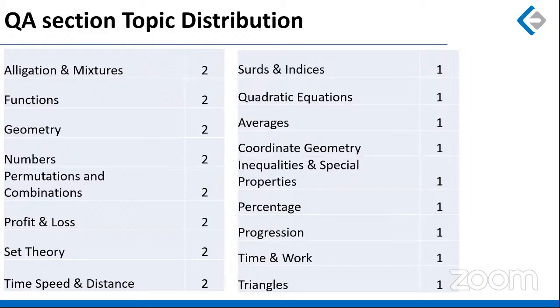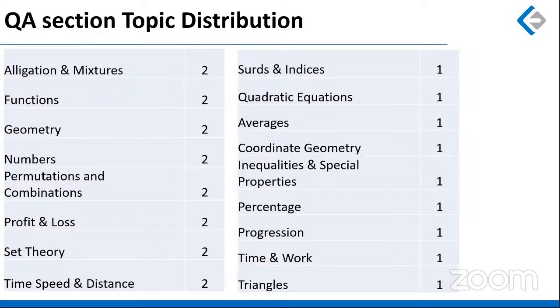2 questions on alligations and mixtures, functions, 2 geometry, numbers had 2, permutation combination also had 2 questions. So 2 questions from 8 chapters: permutation combination, profit loss, set theory, and even time speed distance, TSD.